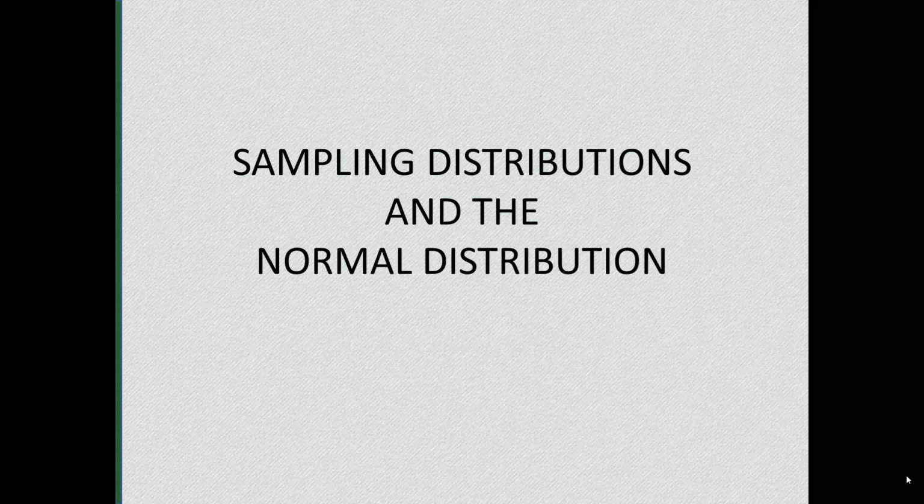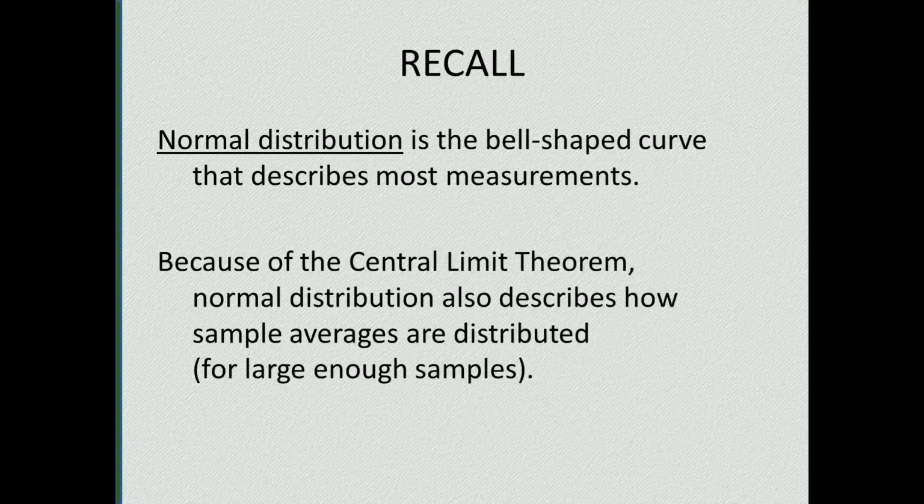In this video lecture, we will work through some example problems illustrating what happens when we're looking at sampling distributions and the normal distribution. Let's begin by recalling normal distribution computations. We noted that the normal distribution is the bell-shaped curve that describes most measurements. And we've also noted that because of the central limit theorem, the normal distribution, the bell curve, also describes how sample averages are distributed.